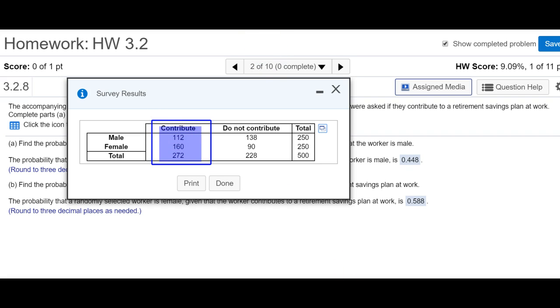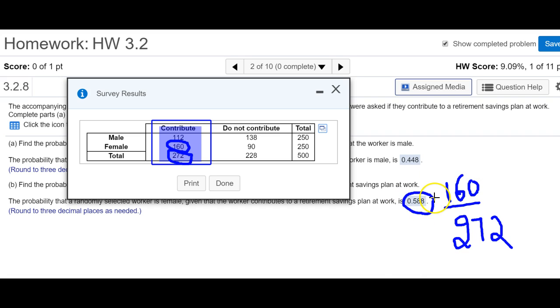What's my sample space? 272. And they said they want only females. How many females do I have? 160. And that will give you 0.588. So whenever they give you a condition, you have to make sure you look in that particular row or column. Okay? Perfect.